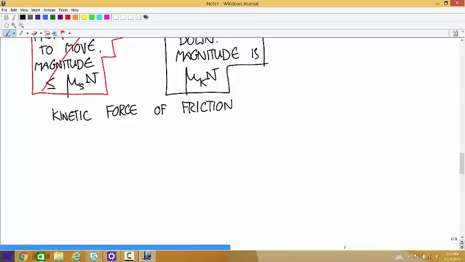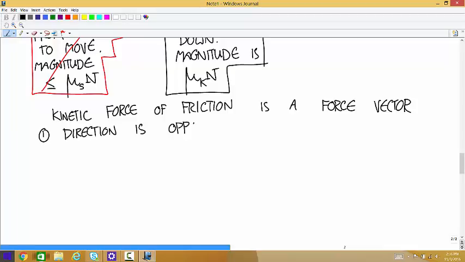So the kinetic force of friction is a force vector. And so a force vector, any kind of vector, has two properties, right? It has a magnitude and a direction. So the direction of that friction force vector is opposite the direction of the velocity.